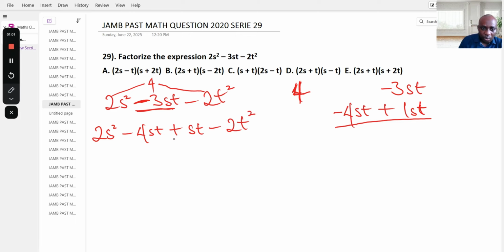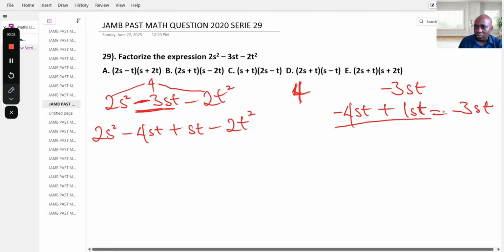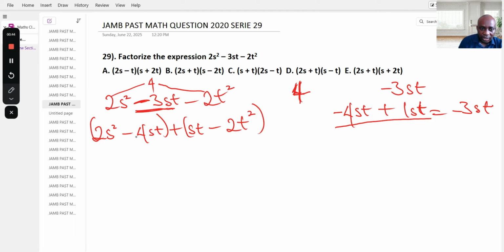Now, let's open the brackets. It has replaced this minus 3xt because it's the same thing as minus 3xt. Minus 4xt plus 1xt. Therefore, let's bracket this. Let's factorize it. What is the common factor? I think it's 2x. We have only one x left here. This 4, we have 2, and we have t plus.